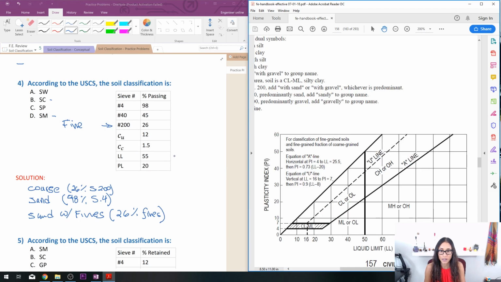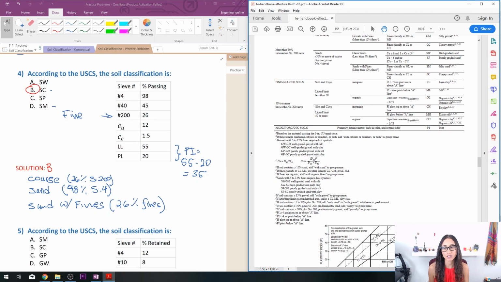We need to find PI. We said it's going to be 55 minus 20, which equals 35. So my PI right here is 35. Liquid limit is 55, which is about somewhere here. So this is above the A line, so I'm going to have clay soil. So I have clayey sand, and the answer is going to be SC, and so that's B.